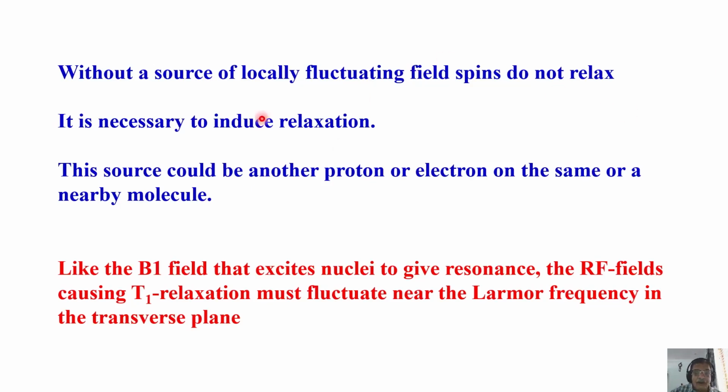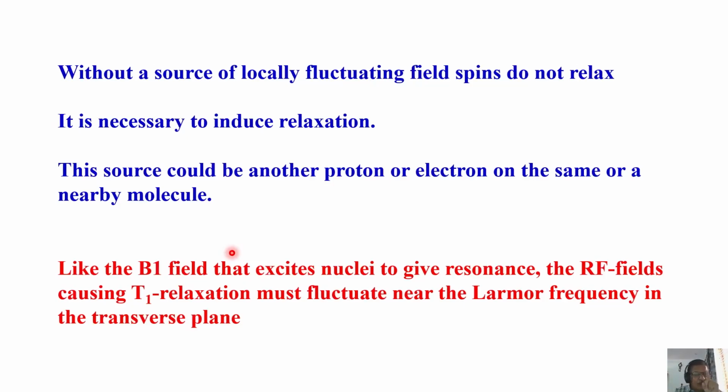Okay. So remember, when you apply a radio frequency field to excite the nuclear spins, we need to have a fluctuating, oscillatory field in a direction perpendicular to the magnetization, which is along the thermal equilibrium direction.